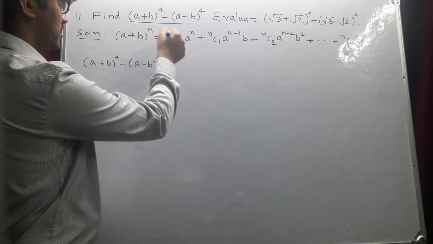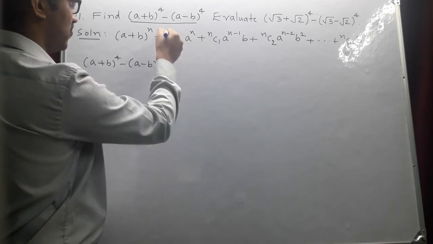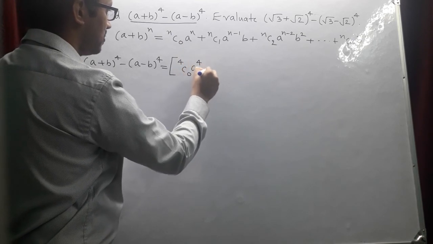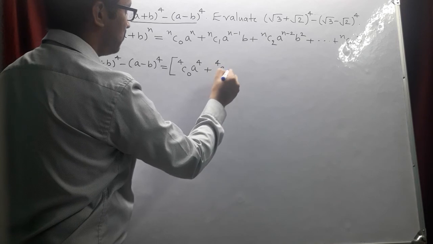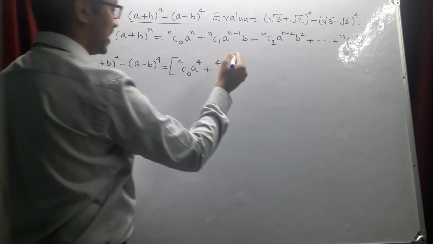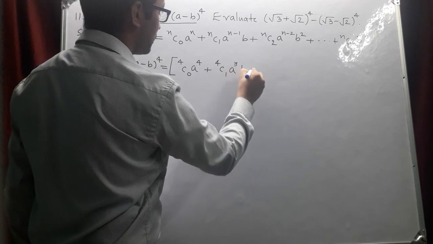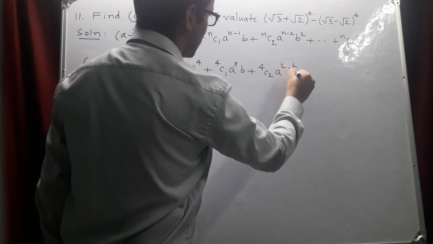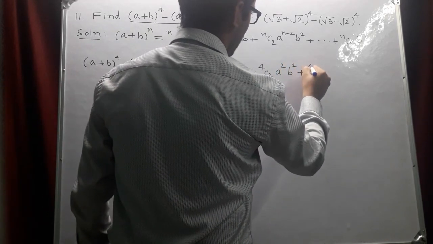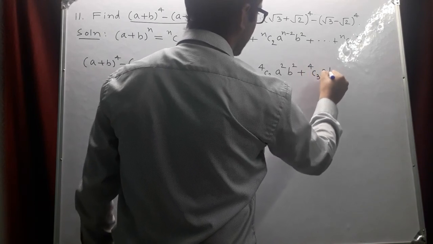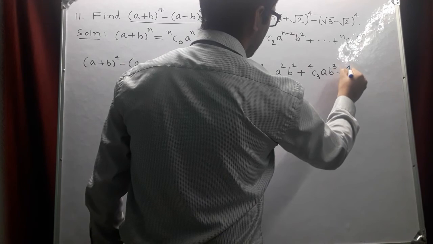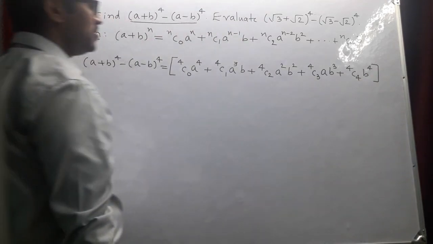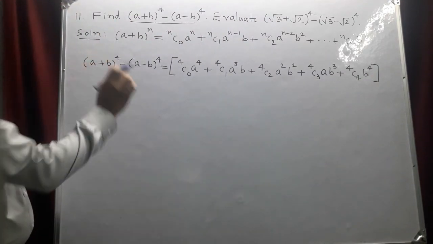So what can we write? If you expand by taking n equals 4: 4c0 a power 4 plus 4c1 a power (4 minus 1), that is a cube b, plus 4c2 a square b square plus 4c3 a b cube plus 4c4 b power 4. So this is the expansion of (a plus b) power 4.